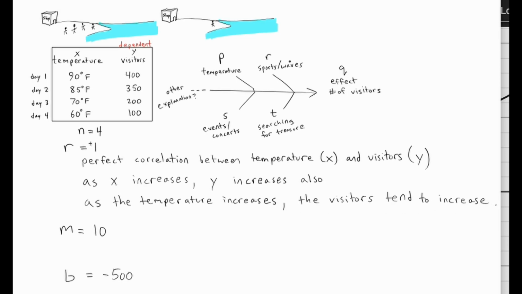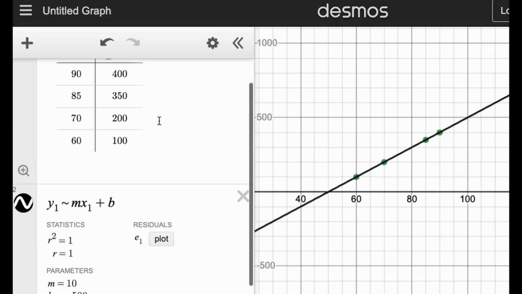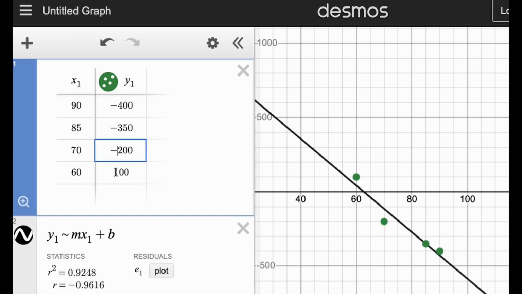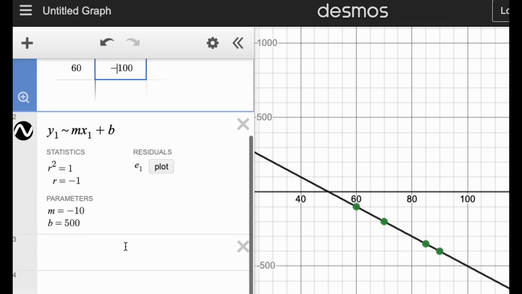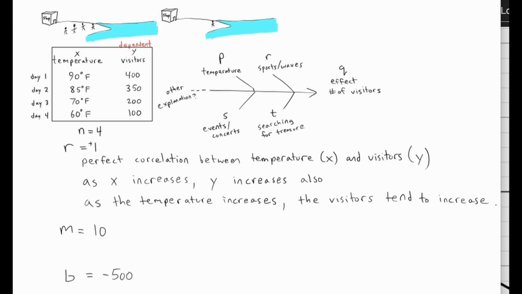Now, could we have negative correlation? Yes. If it was the case that we had a downward slope like this, then the negative one indicates that you have perfect negative correlation. And this would show that as the X increases, the Y decreases. But we didn't have that, of course.